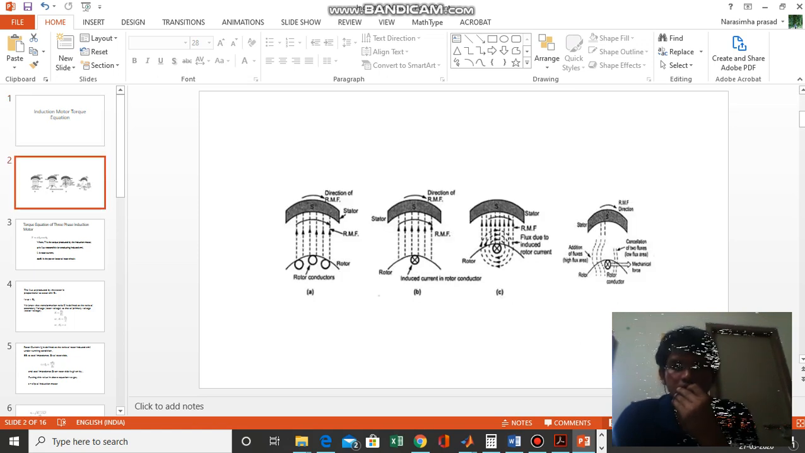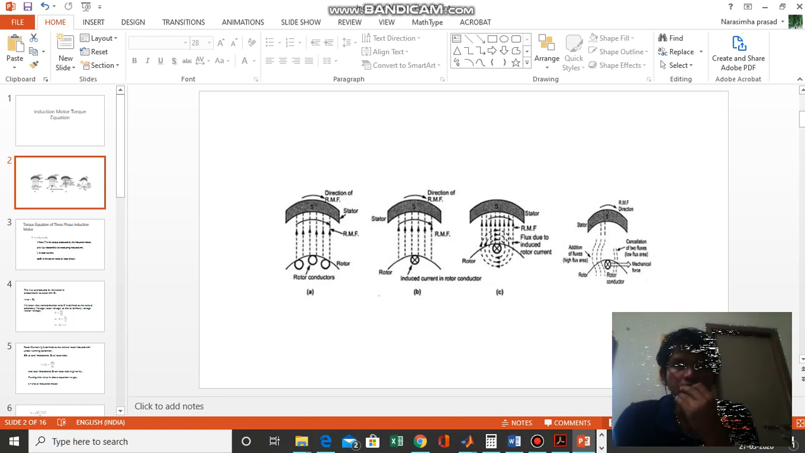See these three diagrams A, B, and C. Here we are shown the stator and rotor. The stator has three-phase windings, which are placed 120 degrees apart and fed with a three-phase supply which is 120 degrees apart, so that a rotating magnetic field is produced.